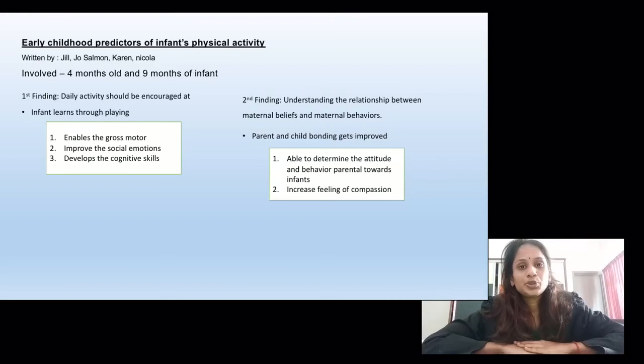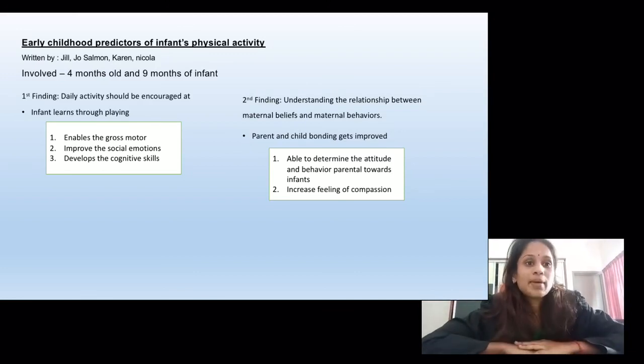As they learn through playing, it may also enable them to develop their gross motor skills, social emotion skills, and cognitive skills. And based on the second finding, they also indicated the relationship between maternal belief and maternal behavior towards the children or infant, who are not above 4 years old. They understand that it makes the bonding of a parent and a child close and strong.